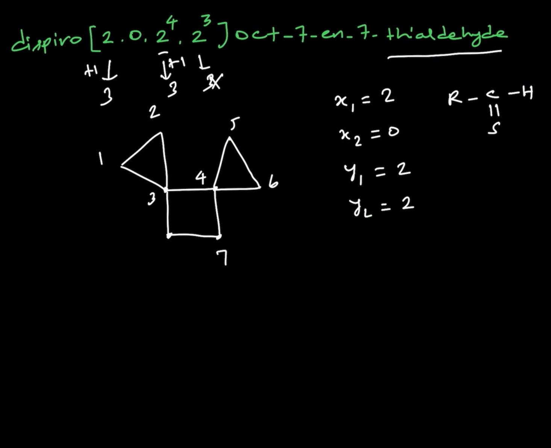So this is 7, this is 8. So we got the arct correctly. And now at 7 we have ene, so put a double bond there. And then at 7 position again thialdehyde. Put the functional group there. So that completes the structure.